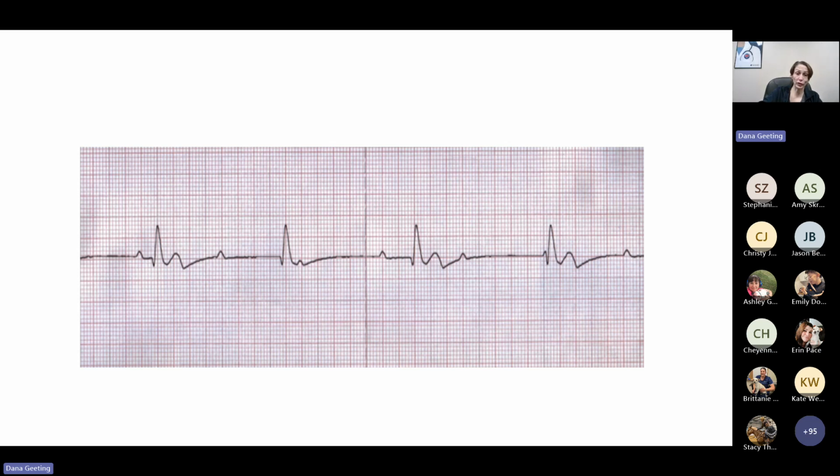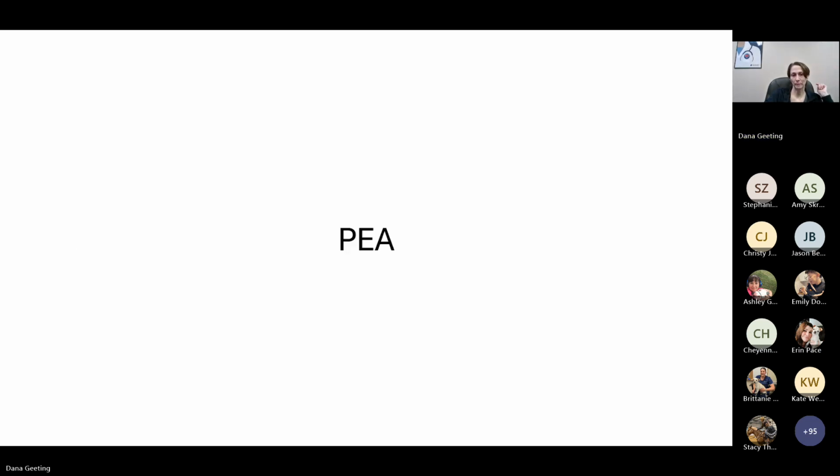Because again, your heart rhythm could look like this. It could look like VTAC. It could look like VFib. It could look like torsades. Key, the patient is dead. You're going to be doing CPR at this point.